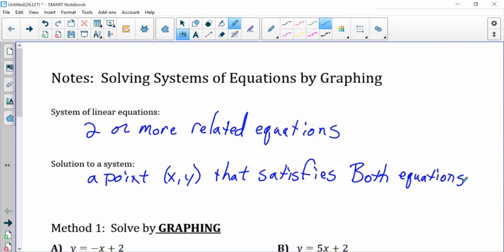All right, so what do we mean by satisfies? Very simply, we mean that if we take this point, our x, y point, and I plug in the x into both of my equations, and I plug in the y into both of my equations, that I will end up with a true result for both of those. So this point is true for both equations.